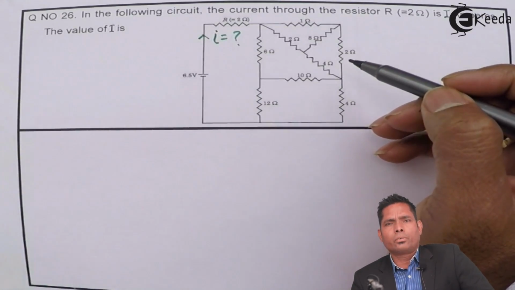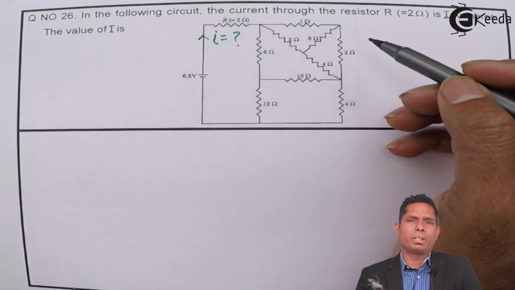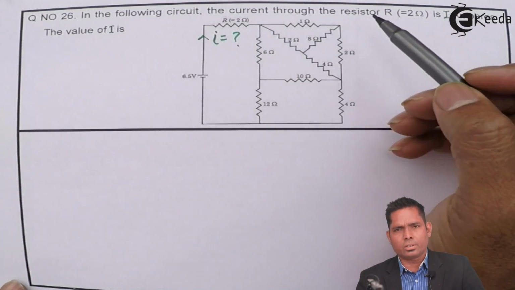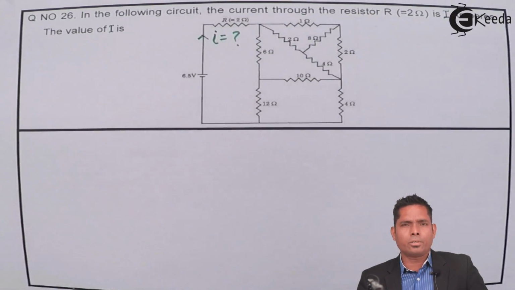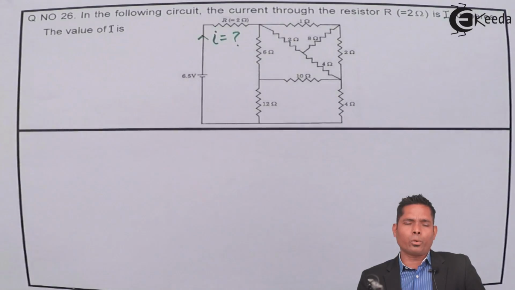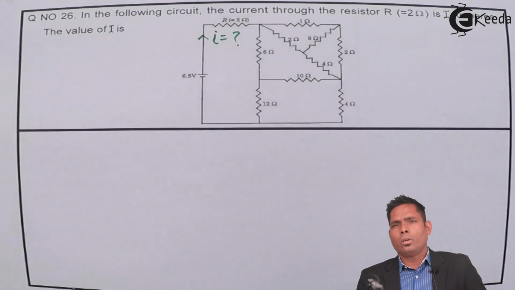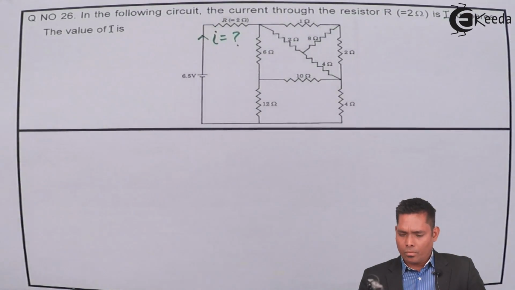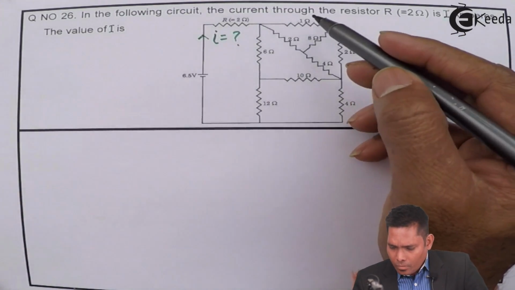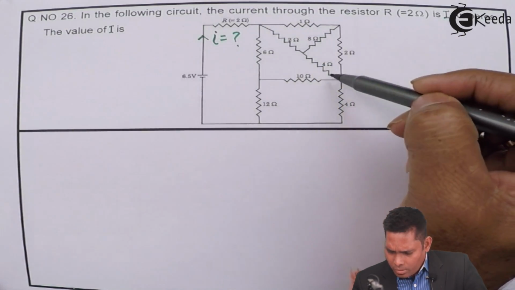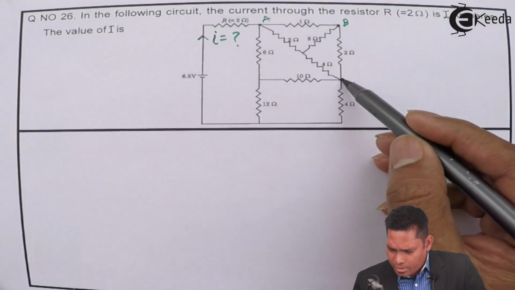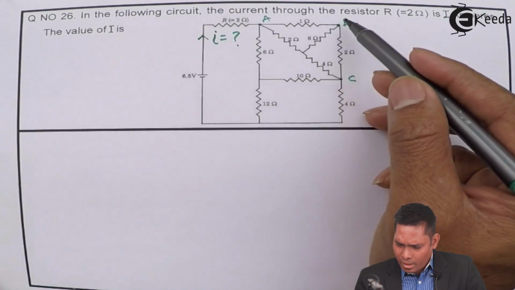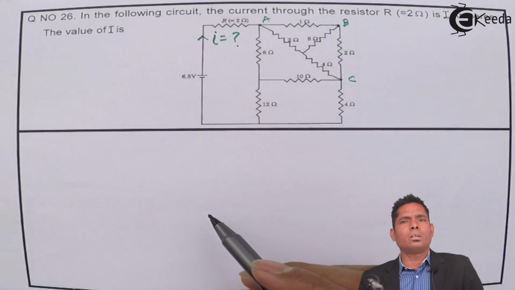Now, we have read about the Wheatstone bridge network. The Wheatstone bridge network consists of 4 resistors in the 4 arms of a rectangular shape and one more resistor in the diagonal of the rectangle, and in the other diagonal we connect a battery. Suppose I call this point A, this point B and this point C. If you only think of this A, B, C, A, this is basically a Wheatstone bridge.